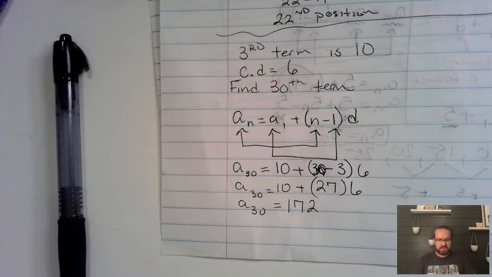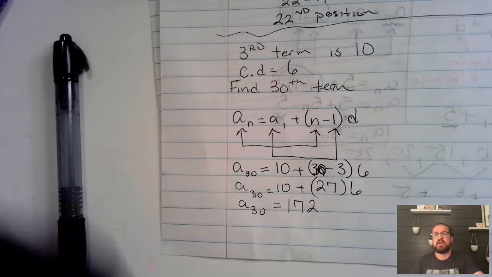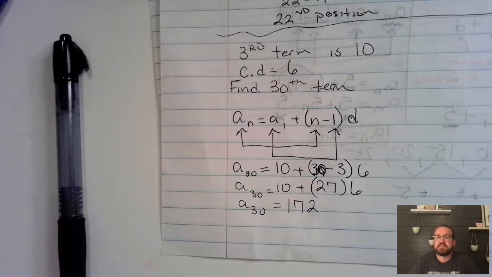Let me just take a quick check on that, just to make sure. That would be pretty sad to not get that right. It is right. 27 times 6 is 162 plus 10 to make 172. All right, so see if you can figure out some patterns.